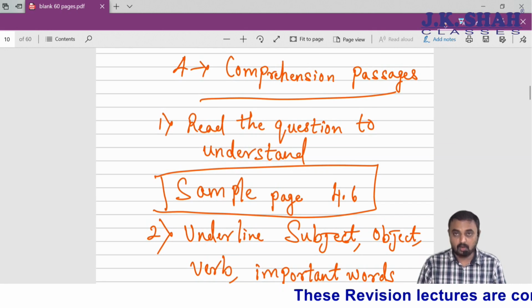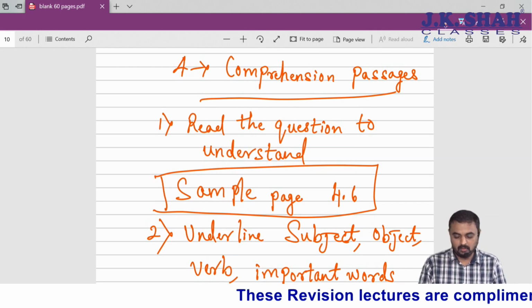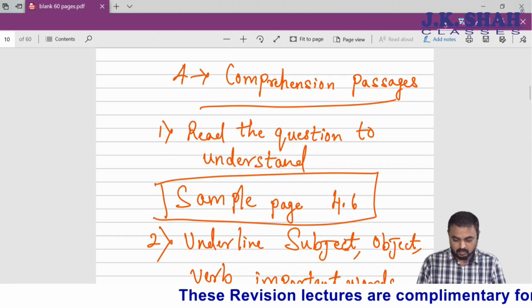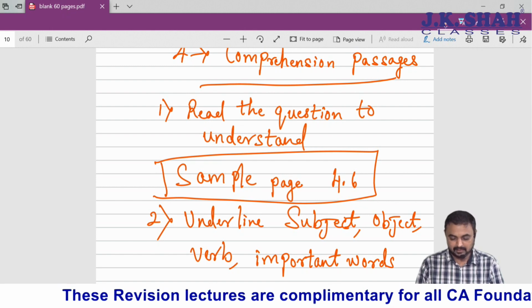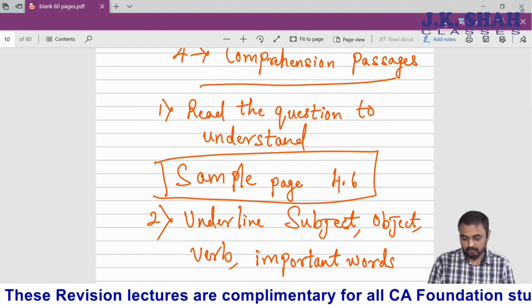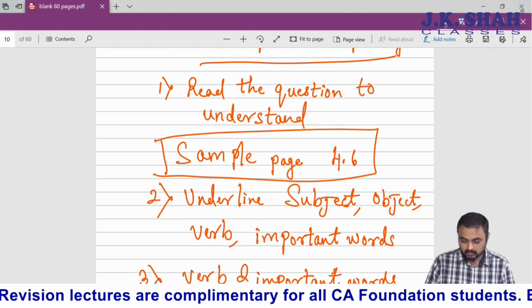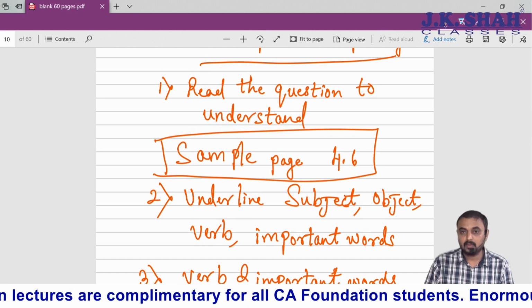Fourth topic is comprehension passages. The shortest and the easiest way to solve the passages. First one is read the question to understand the question.